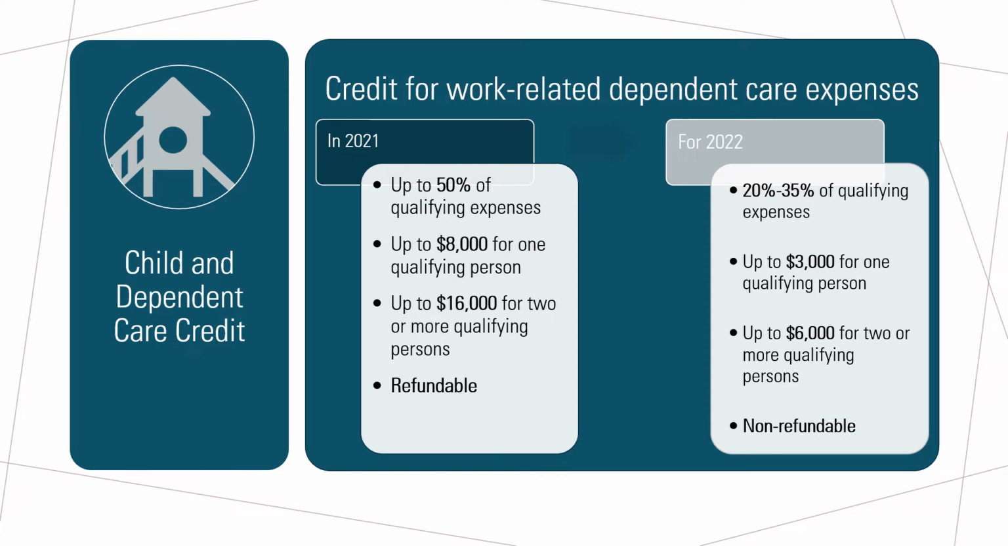In 2021, temporarily, taxpayers could get up to 50% of qualifying child and dependent care, such as daycare expenses, reimbursed as a credit. The limits were up to $8,000 for the care of one qualifying person and up to $16,000 if the taxpayer were claiming 2 or more qualifying persons. And last year only, this credit was refundable, meaning taxpayers might be able to claim the credit even if they didn't have any tax or a lower tax than the credit amount.